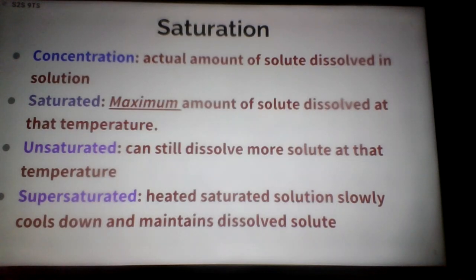Concentration, how much dissolves. Saturated, maximum, no more will dissolve. Unsaturated, not yet at the max, so we can dissolve more. Supersaturated, heat it up, dissolve some more, cool down very slowly, and everything stays dissolved.